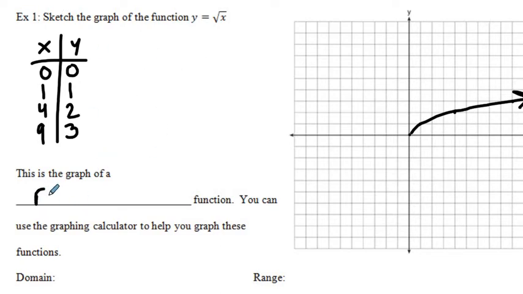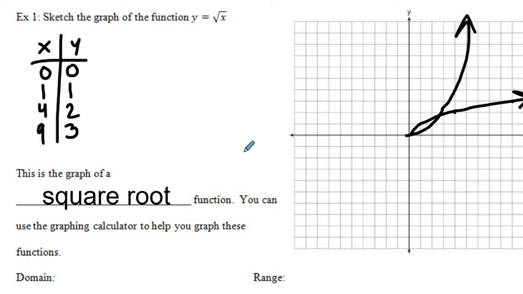This is the graph of a root function, specifically a square root function. You can use the graphing calculator to help you graph these. I would recommend that. But the square root functions all look like this. They kind of have this shape where they go up and they're increasing, but they're increasing at a slower and slower rate, kind of the opposite of an exponential function. Exponential functions increase at a faster and faster rate, but these ones increase at a slower and slower rate.